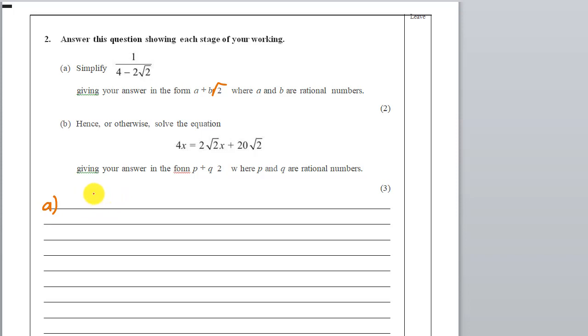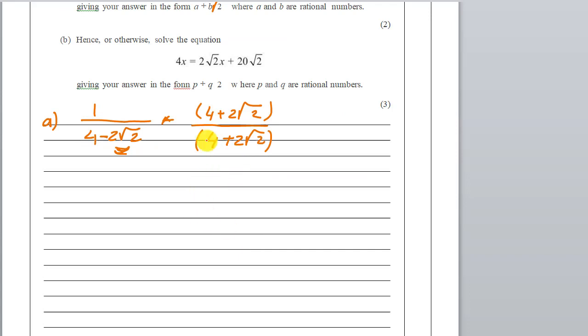So now I have 1 divided by 4 minus 2 square root of 2. So to remove this 2 square root of 2, I need to multiply up and down by 4 plus 2 square root of 2, and here 4 plus 2 square root of 2. Why do we do that? Because we need to remove the 2 square root of 2.